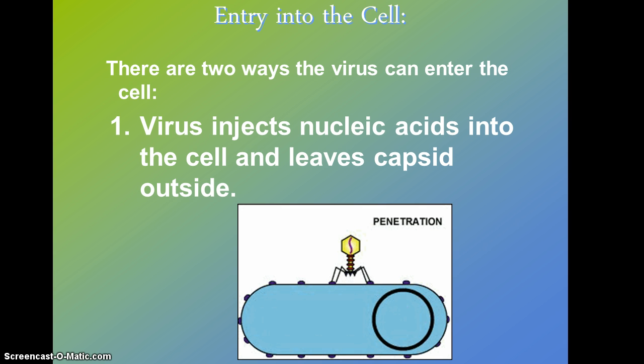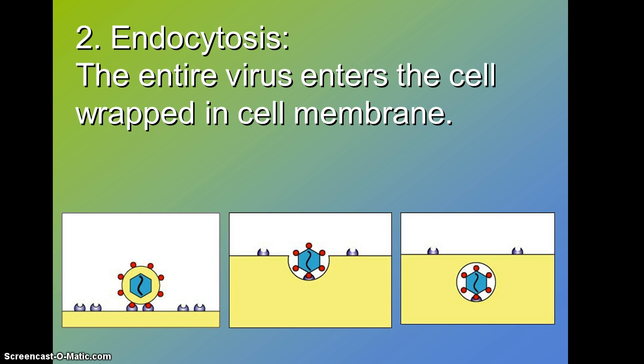The other way that a virus can get in is through endocytosis. Endocytosis is when a cell engulfs large particles. We briefly learned that towards the beginning of the semester. So a cell will engulf the whole virus. The entire virus enters the cell, and then it gets wrapped in a little membrane, as you can see in the diagram.